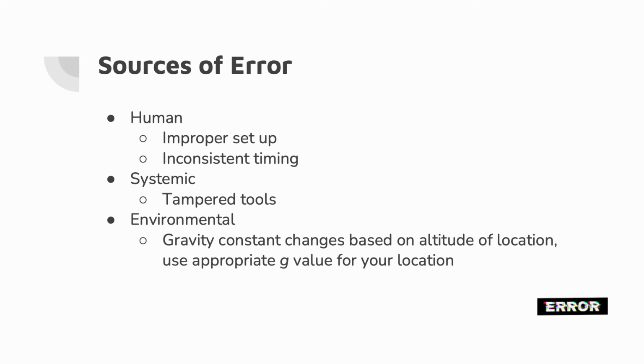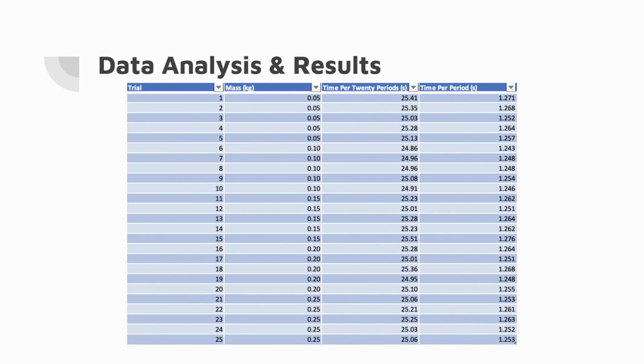An example of environmental error would be that the gravity constant changes based on the altitude of your location. For example, our gravity constant was 9.7666. So you would have to make sure that you use the appropriate G value for your location. The next step would be to analyze the data and come up with your results.